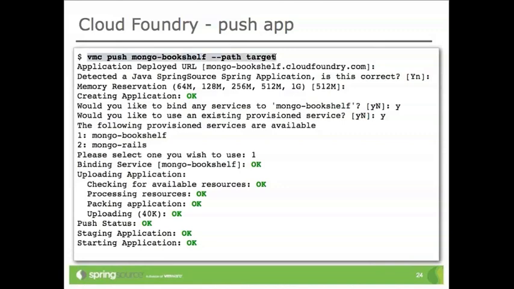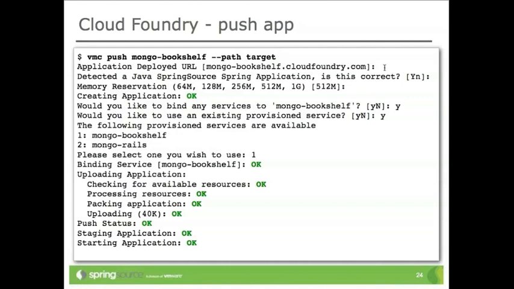So I have to specify a path target so the VMC command can actually find the WAR file. And it inspects what you're trying to push, and the first thing it asks you is, is this the URL you want to use? And I say, yes, that's fine, because I know there's probably no other Mongodb Shell application running.